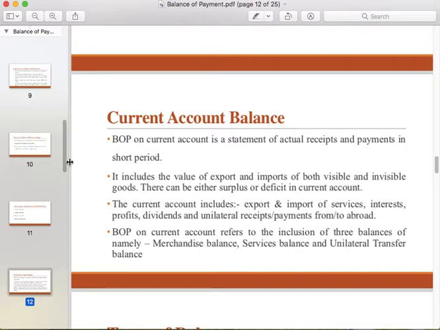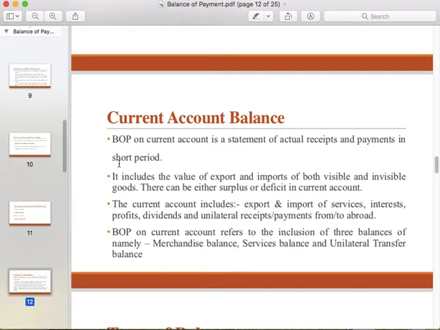Now, when I'm talking of current account balance, BOP, that is balance of payment on current account, is a statement of actual receipts and payments in a short period. First of all, it is dealing with the actual receipts and payments in a short period, that is, a limited, specific period of time. What does it include? It includes the value of exports and imports of both visible as well as invisible goods.